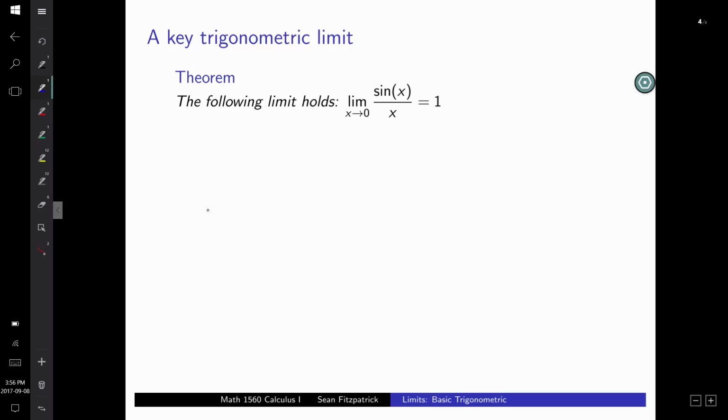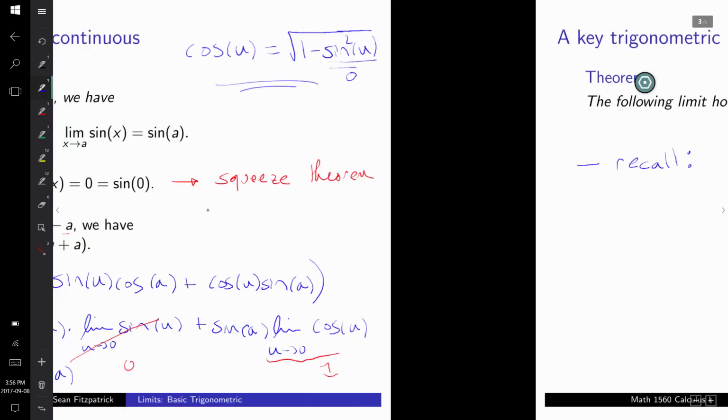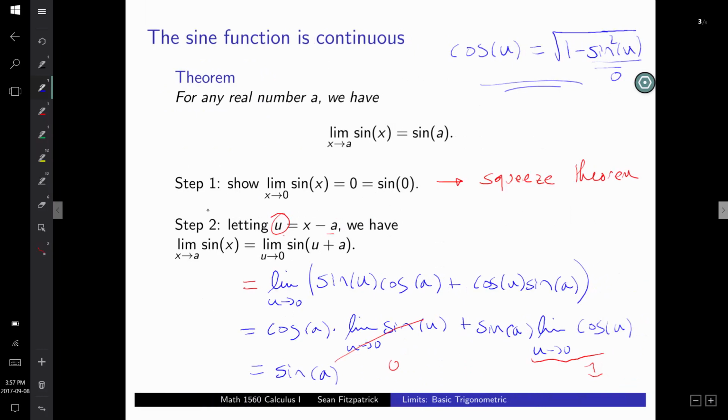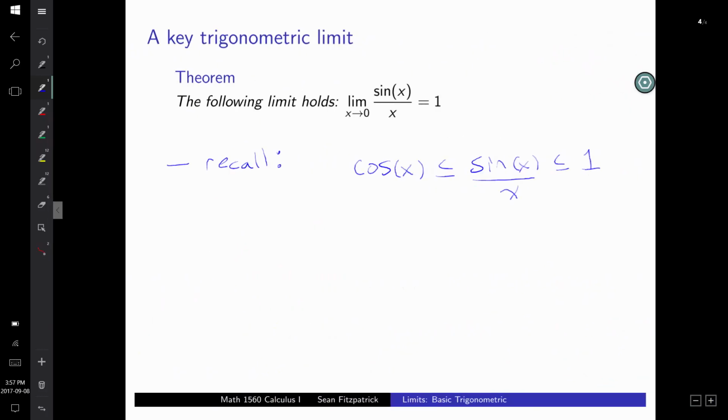Well, let's remember that we established early on that we had this result here: cos x less than or equal to sine x over x less than or equal to 1. That was way back on the very first slide. That's the result that comes from the argument we gave in the last video, playing around with the areas of these triangles.